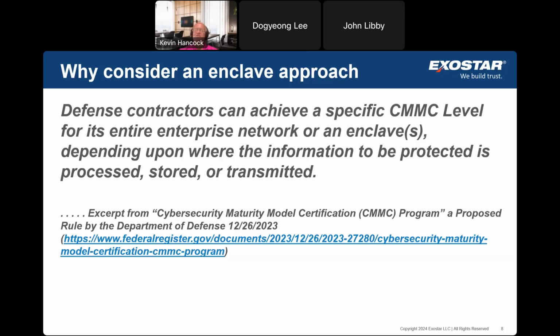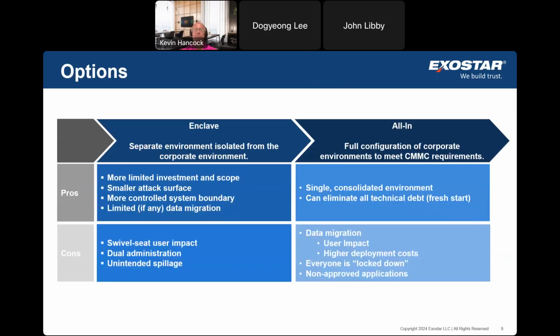So that's why we make this determination: do I need to take a look at my entire organization, or can I carve off just the portion of my organization that deals with CUI? And you're going to want to take a look at that from a few different axes. You've got that option, right? Do I want to do an enclave, or do I want to go all in and do my enterprise? There are pros and cons for each approach.